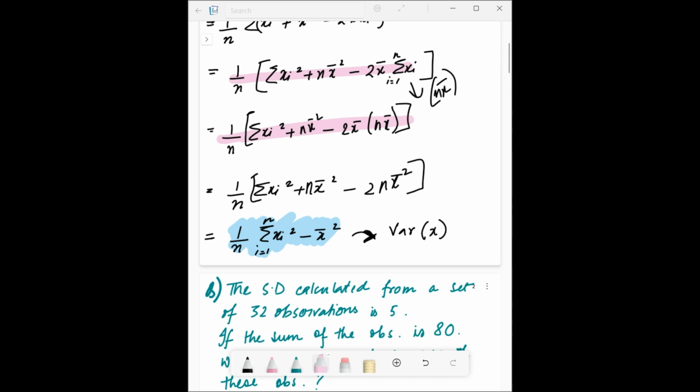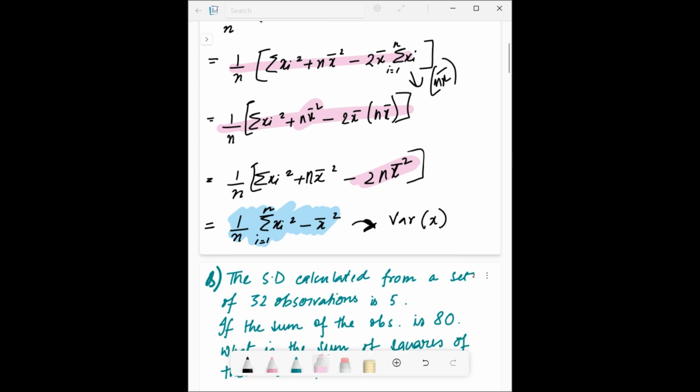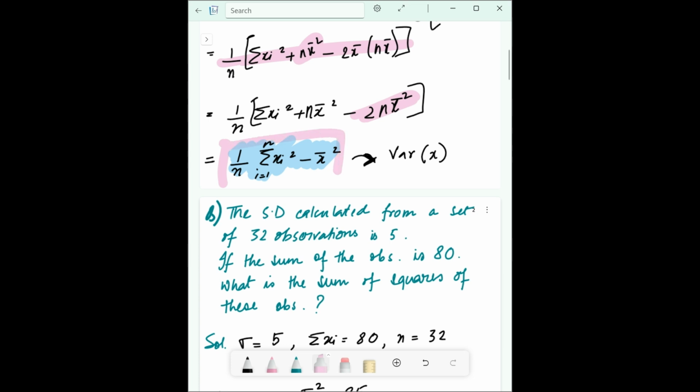Summation xi square is just the sum of all squares of our data points. Summation of x bar square: since x bar is a constant, the mean is one number for the whole data set, adding it up n times is the same as n x bar square. All right, 2 x bar xi: here 2 x bar is a constant, so we can factor it out, 2 x bar and summation xi. And what is summation xi? That is just n x bar by definition. So we get this. Now, plugging that all back in, we get this formula.